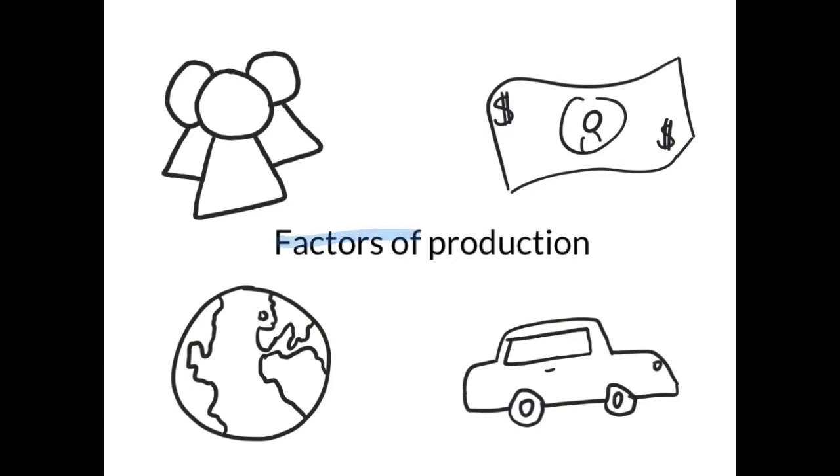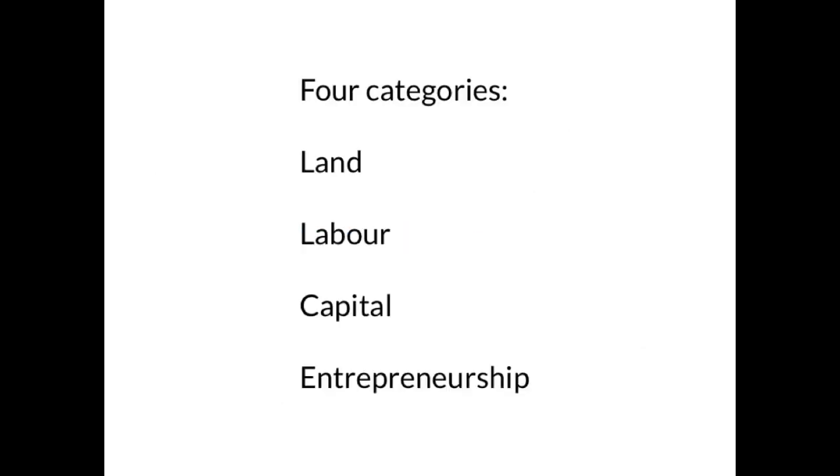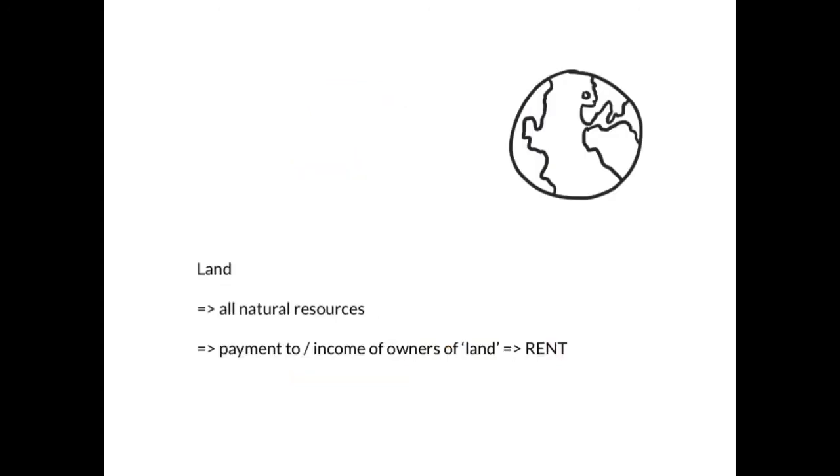The factors of production. Economists group resources into four categories. There's land, there's labor, there's capital, and there's entrepreneurship. Land refers to all natural resources that are used up in the production process.